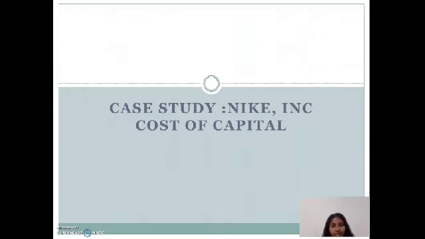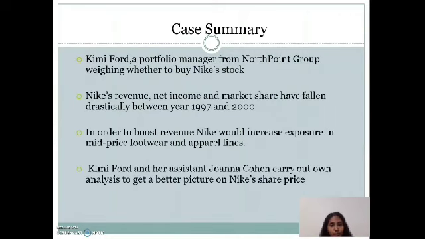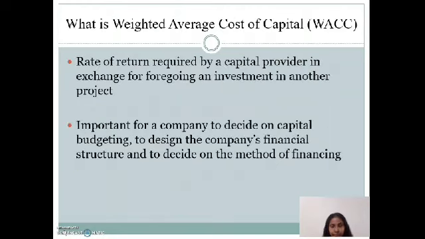Let's move on to the first case study, which is Nike cost of capital. Kimi Ford, a portfolio manager from North Point Group, is weighing whether to buy Nike's stock. Nike's revenue, net income and market share have fallen drastically between 1997 and 2000. In order to boost revenue, Nike would increase exposure in mid-price footwear and apparel lines. Kimi Ford and her assistant, Johanna Cohen, carried out their own analysis to get a better picture of Nike's share price.